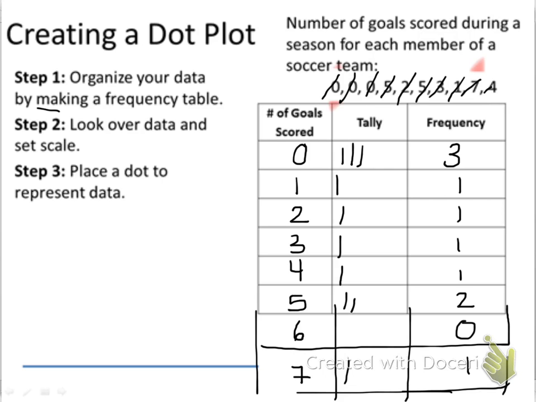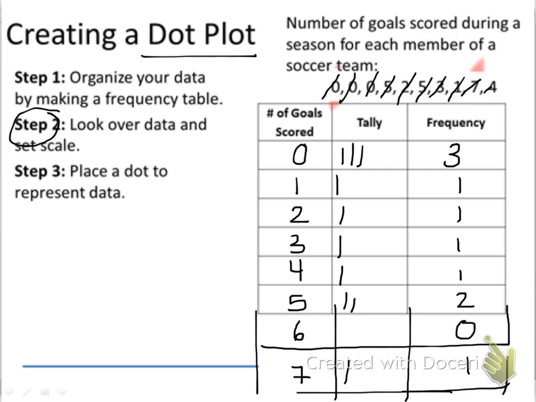So now step 2, for our dot plot, we need to look over our data and set a scale. The scale is going to determine what numbers we count by on our number line down here. We need to make sure we have one spot for each number, even if there's 0 numbers for that tally. For example, here, 6 has 0 frequency. However, we need to show that on our graph to make sure everyone sees that 6 has 0.